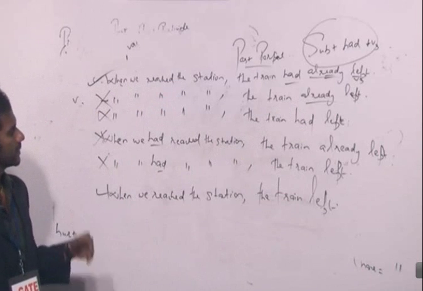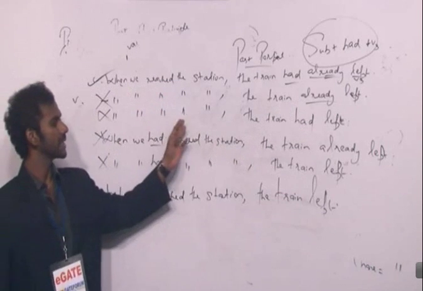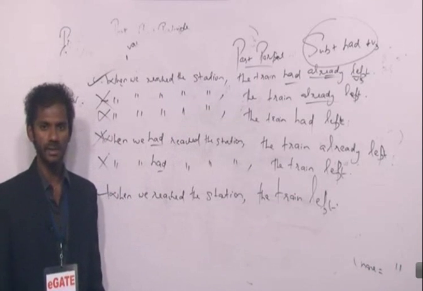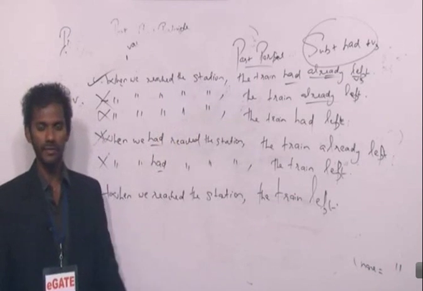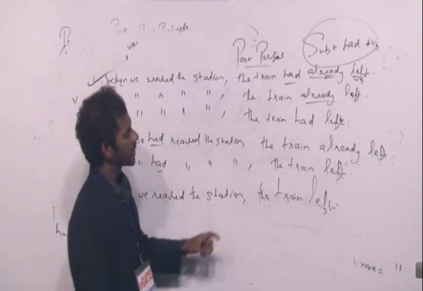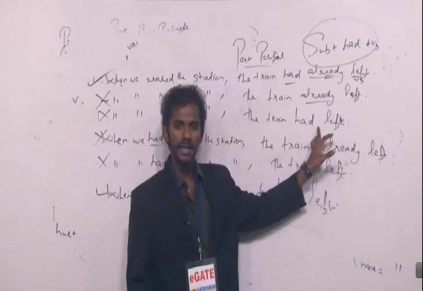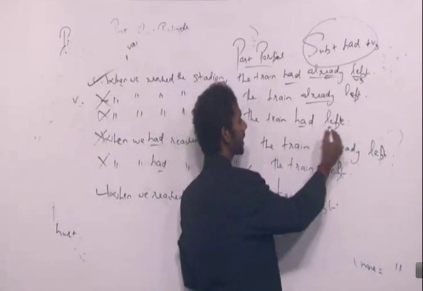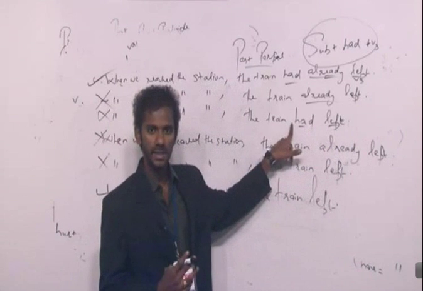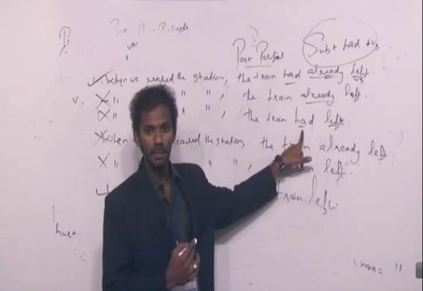Got it? Third one. When we reach the station, comma, the train had left. Two actions in the past tense. Reach the station, the train had left. Right? And which is the action completed first? The train left is the action completed first. And that is in which category? Had plus V3 is past perfect. Clear? So we have two actions in the past tense. The action that is completed first is in the past perfect tense.